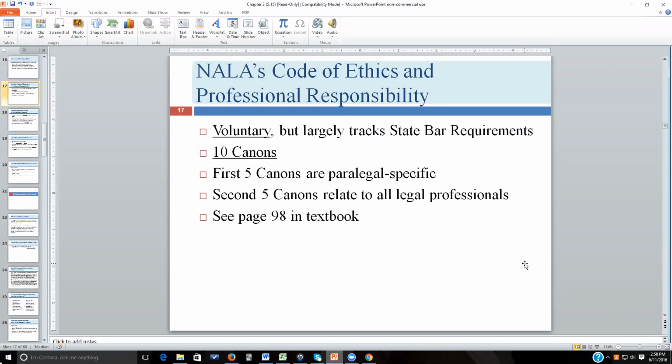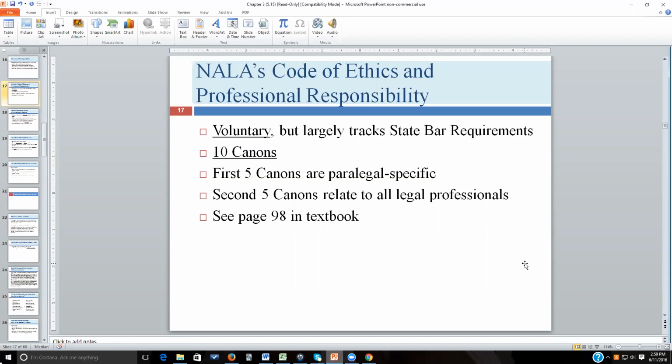Well, first of all, it's voluntary. Nobody on planet Earth has to follow those rules. Paralegals who become a member of NALA, of course, are supposed to follow those rules, but the worst thing that NALA can do if somebody doesn't follow those rules is kick that person out of its organization. But that person can still call himself or herself a paralegal and can still practice as a paralegal. So in that sense, it's voluntary.